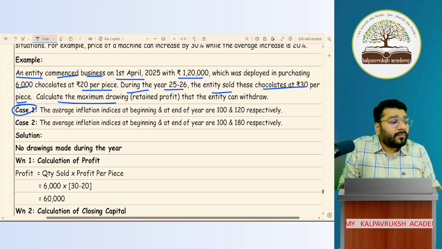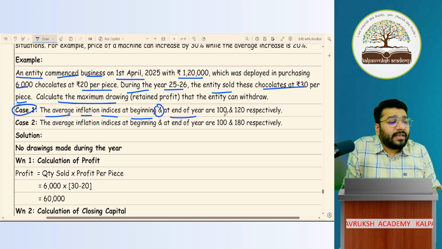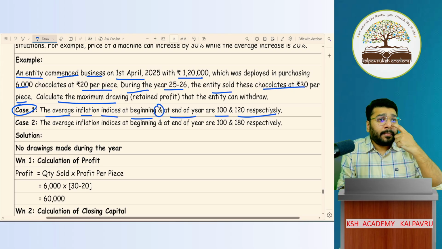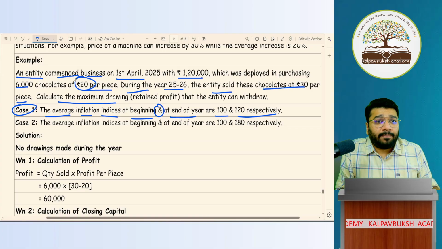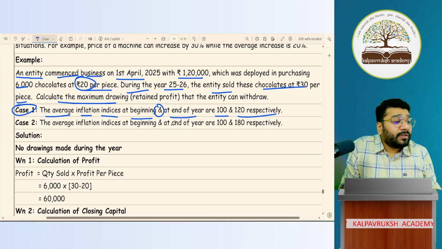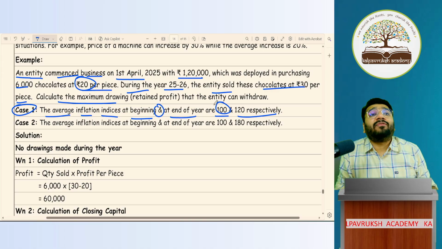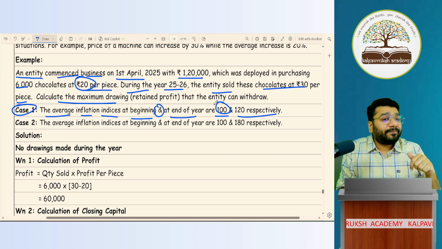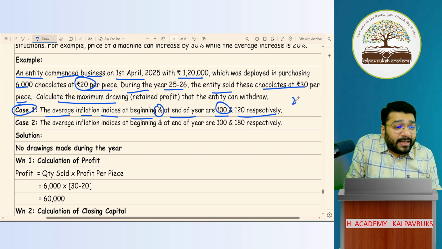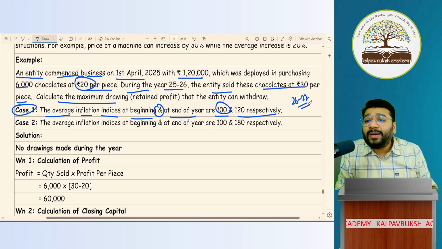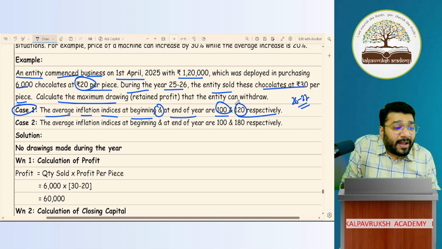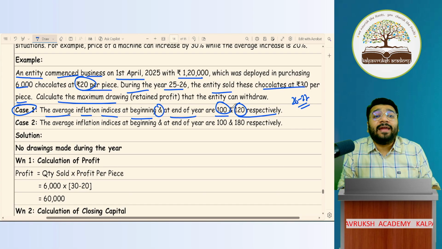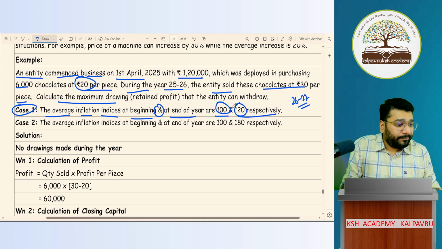Case 1. The average inflation indices at the beginning and at the end of the year are 100 and 120 respectively. Got it, not got it? When you were buying the chocolate at 20 rupees per piece, at that point of time the inflation was 100 points. But today, in 26-27, when you're going to buy the chocolates from the market, inflation has increased by 20 points. Got it, not got it?